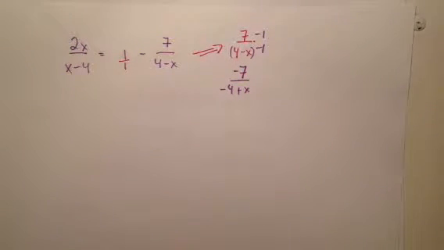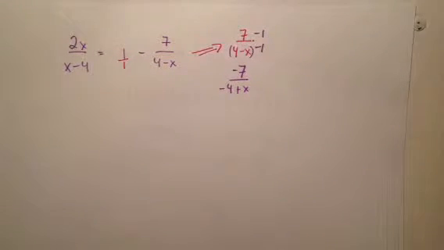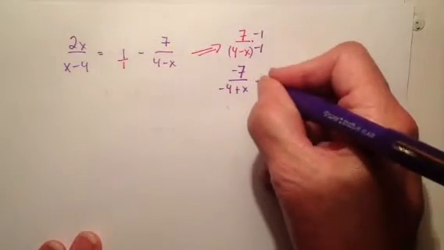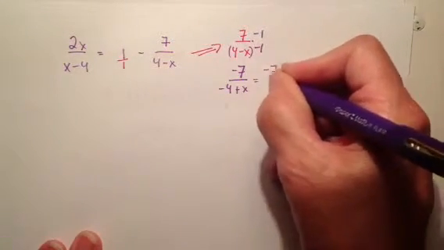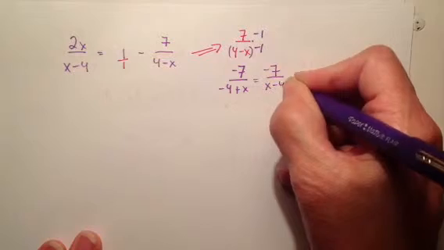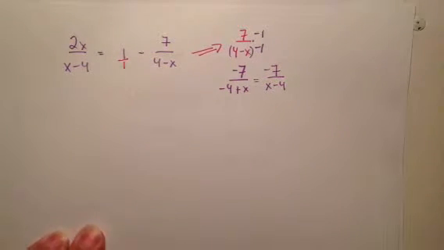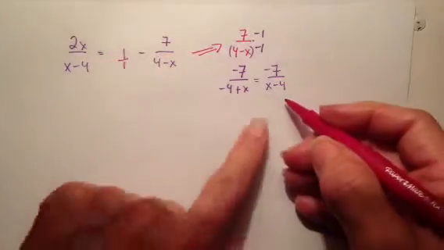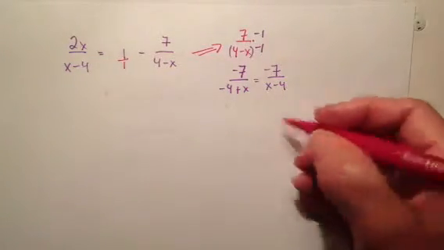So now the nice thing about this is addition is commutative. I can reverse the order of addition. I've got two items being added together, so I can rewrite them. So this becomes -7 over x minus 4, or plus -4, it's the same thing. So now that does look like that denominator, so that's what I wanted.